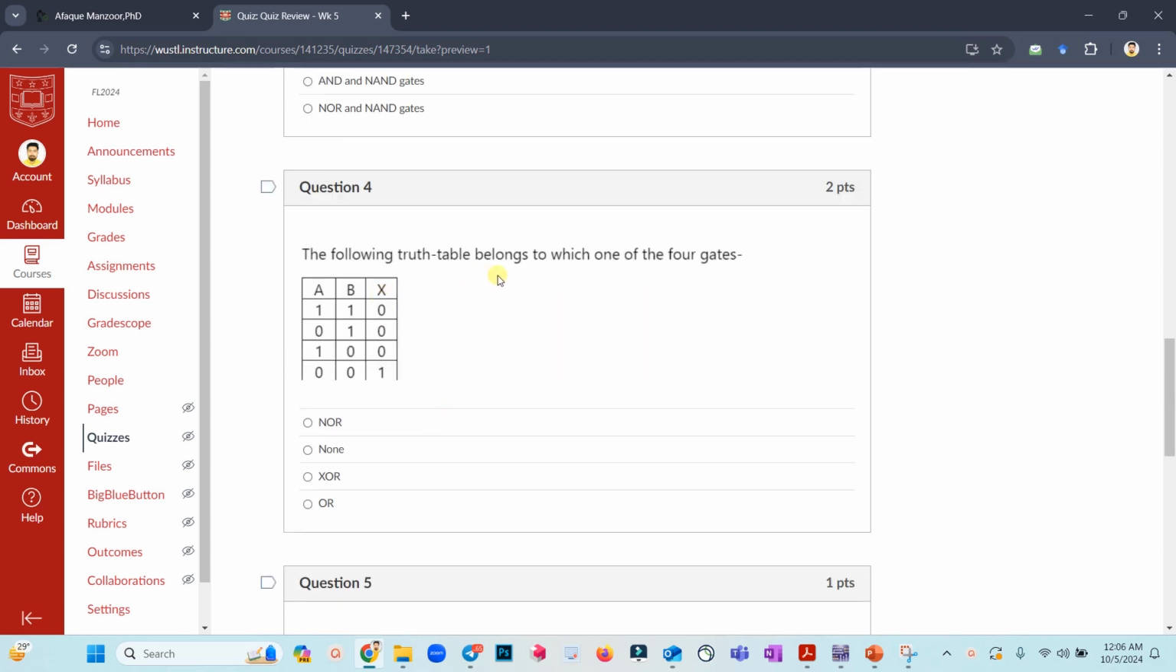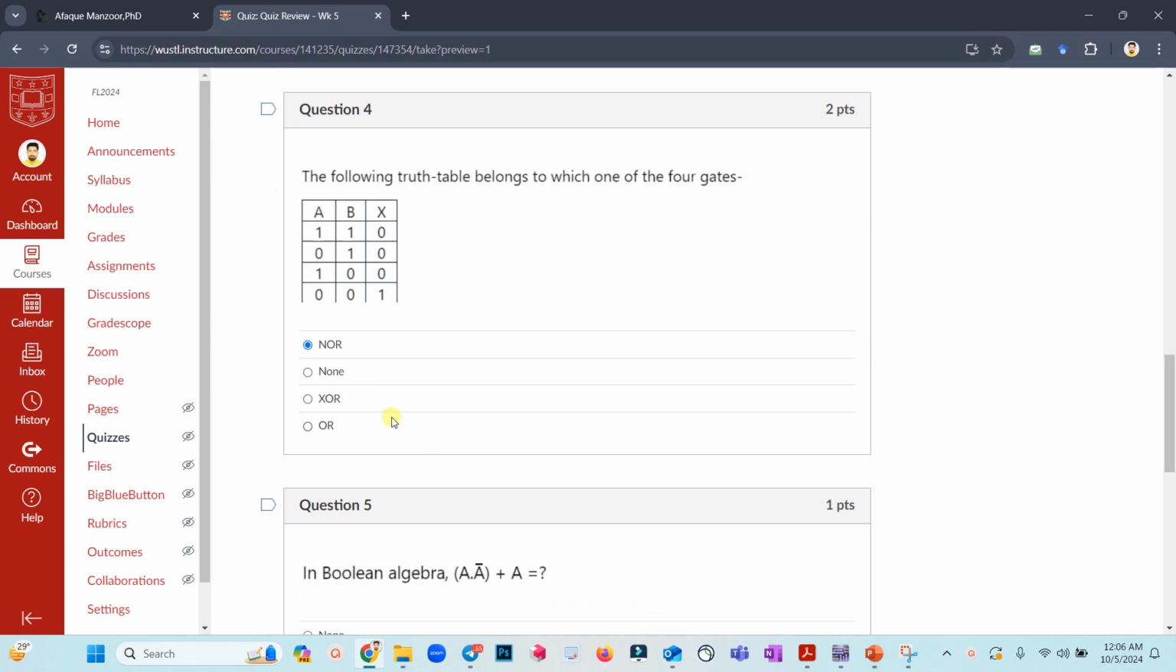The following truth table belongs to which of the following gates? So we need to see which combination gives you what. If both inputs are high, it gets 0. With 0 and 1, it gives you 0. With 1 and 0, it gives you 0. So this gate gives you 1 only when both the inputs are low. NOR gate is the only gate which can give you the output high only if all the inputs are 0, right? So yes, we can use that.